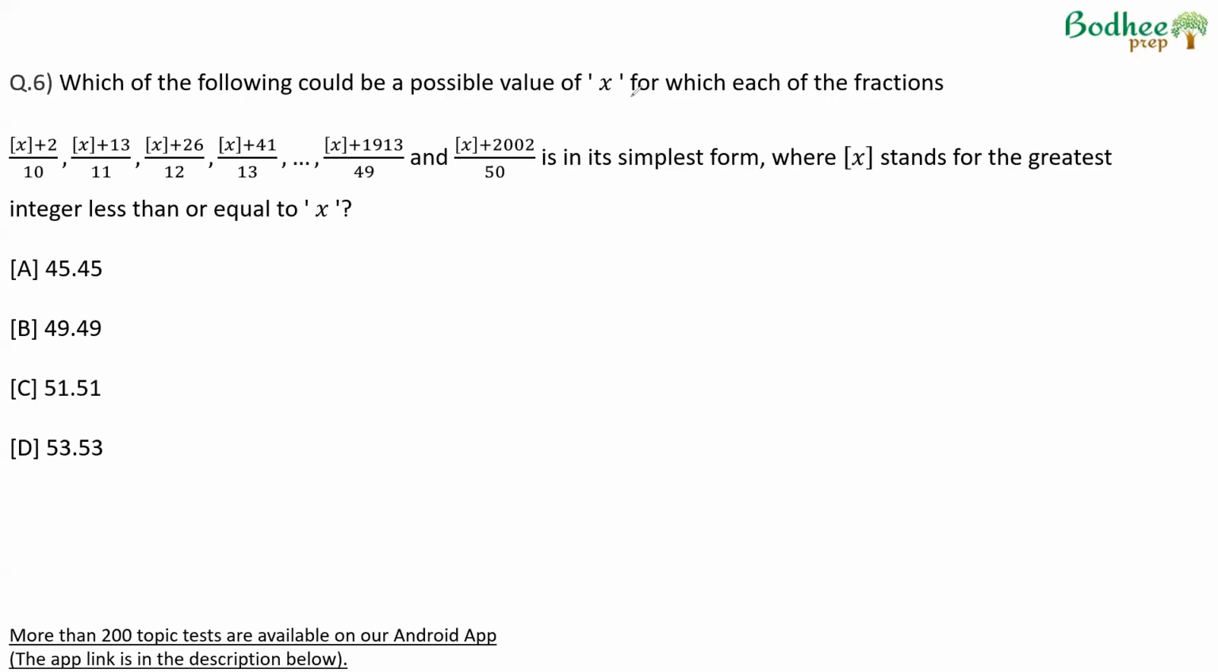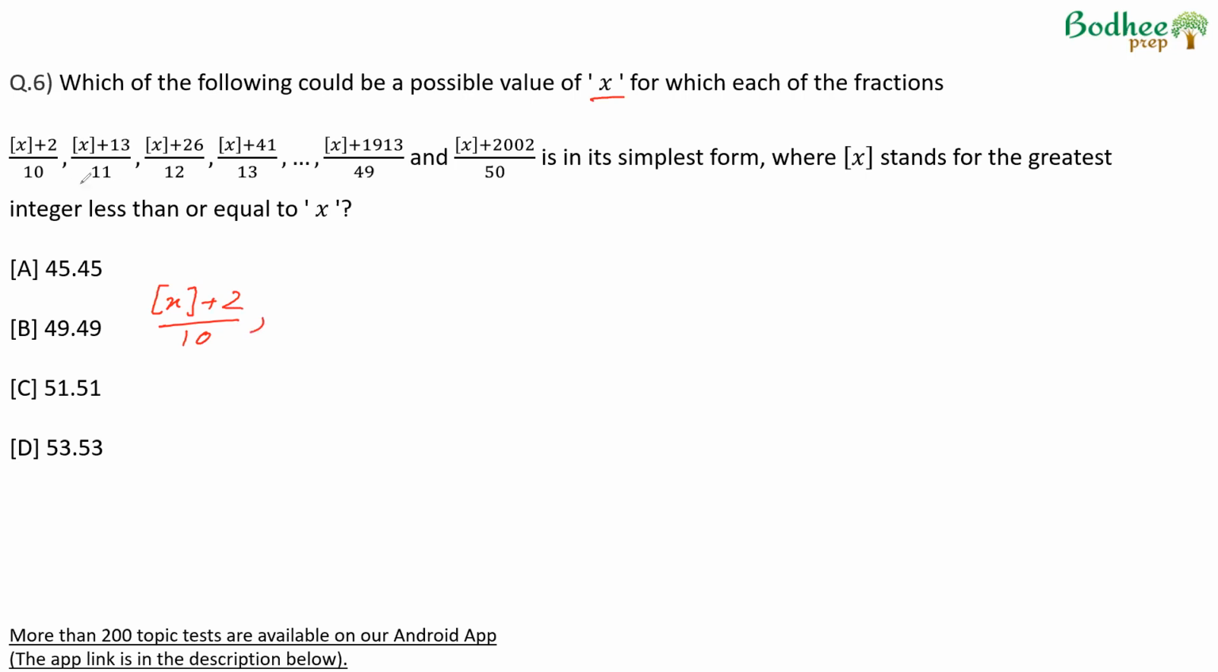Which of the following could be a possible value of x for which each of the fractions, [x plus 2] upon 10, [x plus 13] upon 11, and so on, is in its simplest form, where square bracket x stands for greatest integer less than or equal to x, so the GIF function. Now, if you look at the individual terms, they are [x] plus 2 upon 10. Since they are in simplest form, they should not have any common factor.